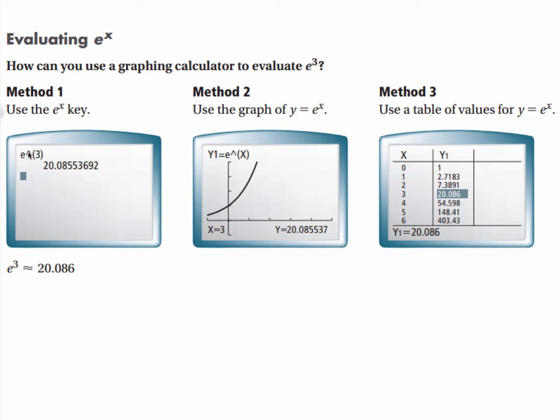So if I want e cubed, I would type in e and then the caret 3, depending upon your calculator. You could do a graph: graph e to the x, come over to 3, and then put in the line y equals 3 and find the intersection. You could also make a table and do the approximation that way.